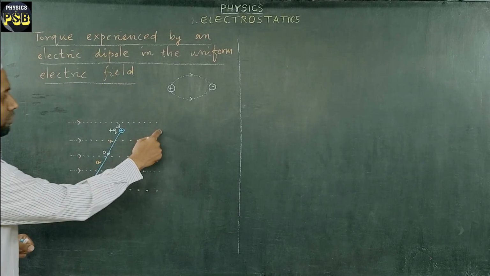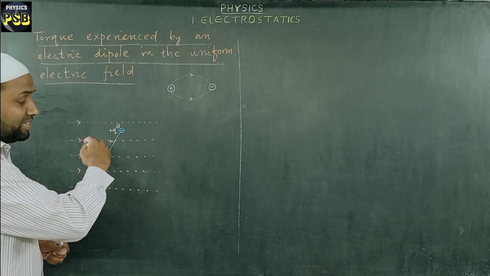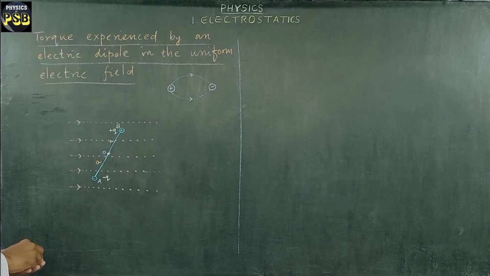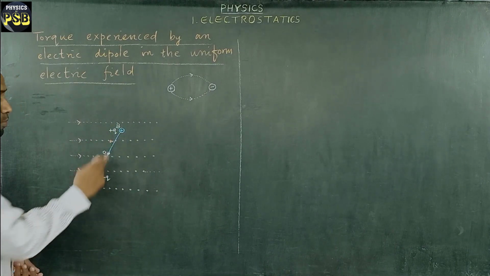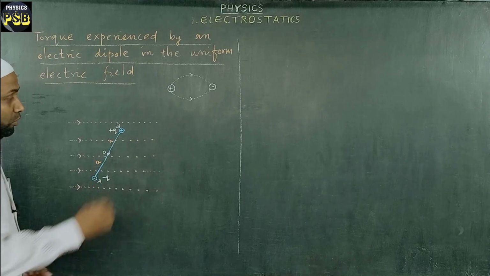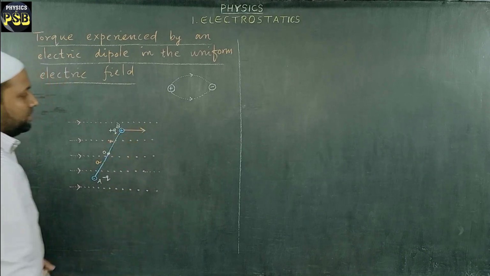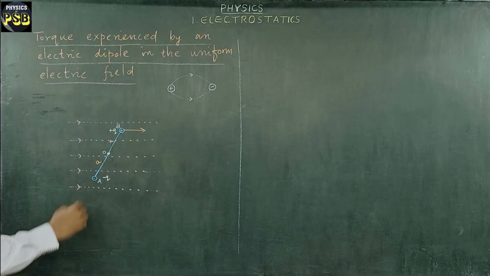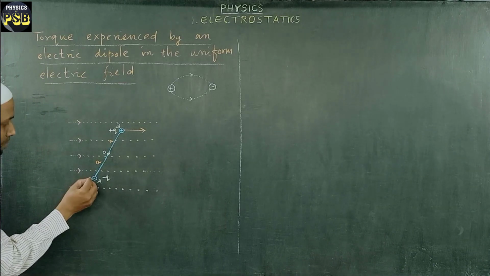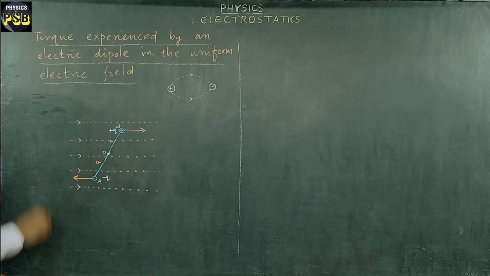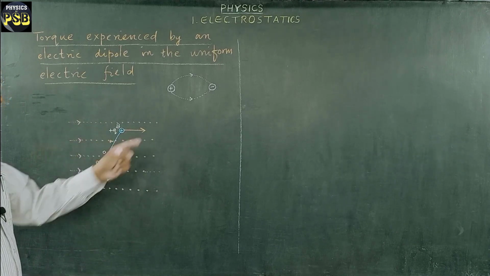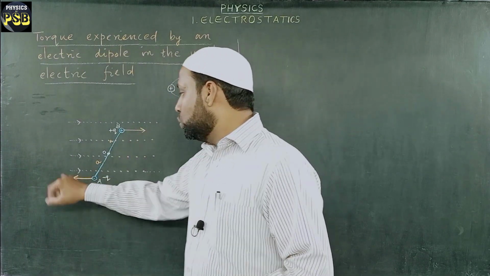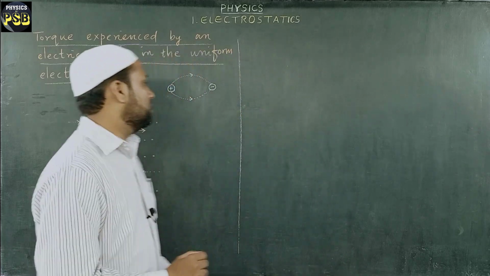If it is so, due to the negative charge, this positive charge of the electric dipole is getting attracted. It experiences an attractive force. So, the force experienced by this positive charge of the electric dipole is directed in this way. And the force experienced by the negative charge will be acting in this direction, towards the positive charge, which has produced this uniform electric field. Anyhow, what will be the expression of these two forces? Let's find out that.